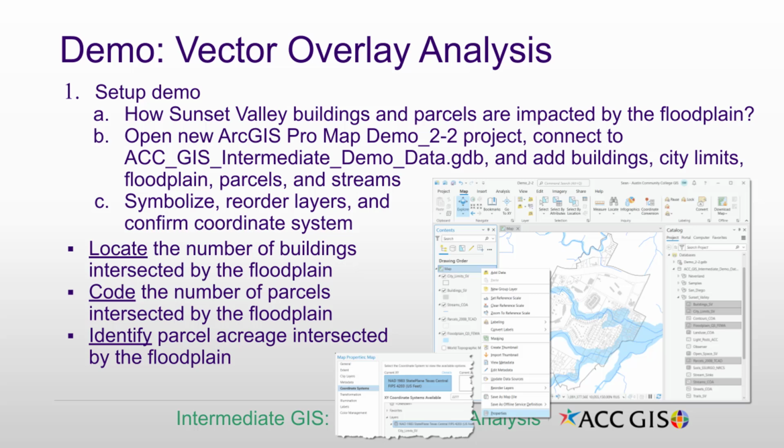Our first step is to set up the demo. You'll open a new ArcGIS Pro map named demo_2-2 project, connect to the intermediate demo data geodatabase, and add the buildings, city limits, floodplains, parcels, and streams from the Sunset Valley feature dataset. Then you'll symbolize, reorder the layers, and confirm the coordinate system.